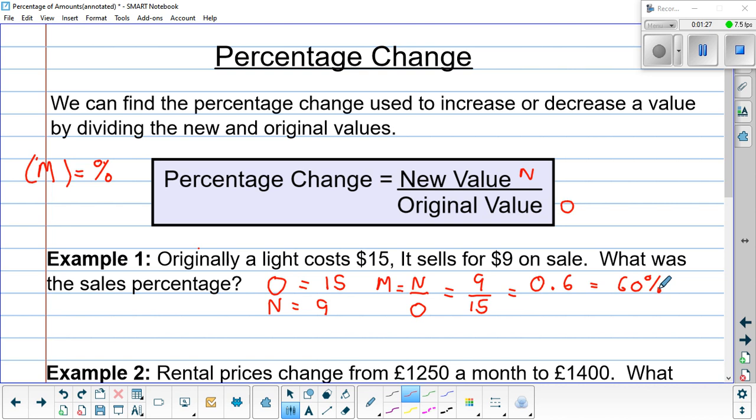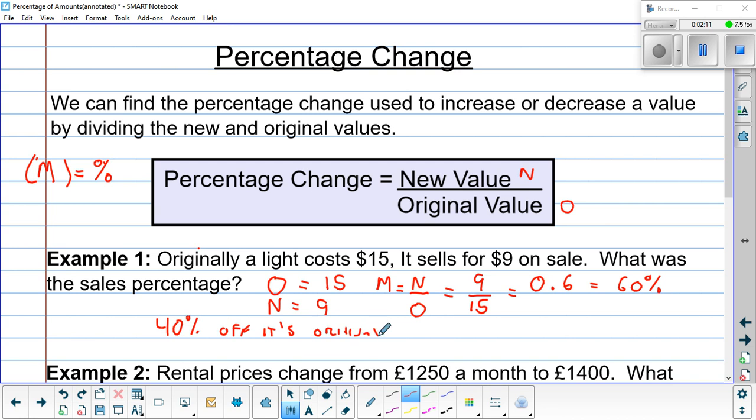Now, does that mean that this light is, well, if we times it by 0.6, we're going to get 9. Does that mean that it's 40% off, right? So if we take 15 and we times by 0.4, 0.4 would be 60% off, right? But if we're timesing 15 by 0.6, wouldn't that mean it's 40% off? So that's the thing that you just have to think about. It's not actually 60% off, it's 40% off its original.